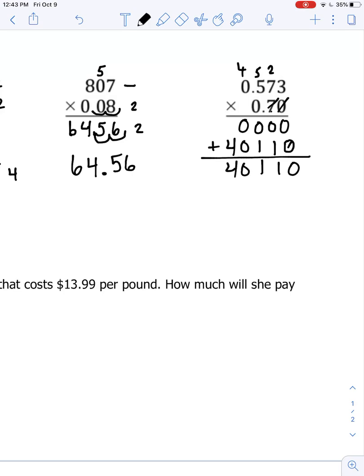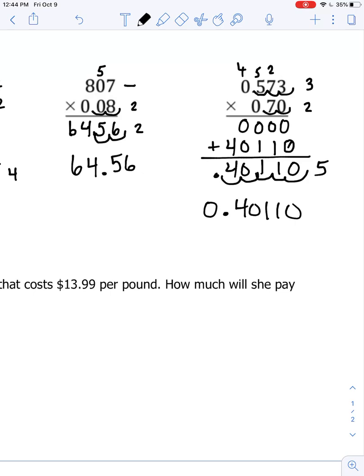All right, so we have 40,110, and the last step is to place the decimal point appropriately. So I want to count the number of decimal place values in the first factor. There's 3 of them, and there are 2 in the second one. So I'm going to scoop our decimal point over 5 places altogether. And it's going to go just before that 4, so I have 40,110 hundred thousandths as our product.